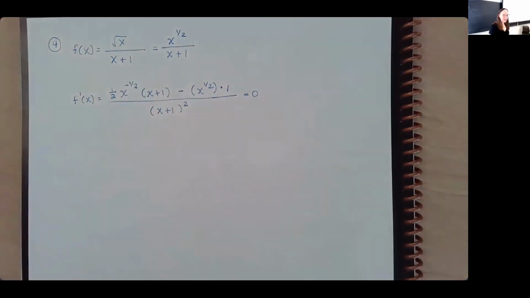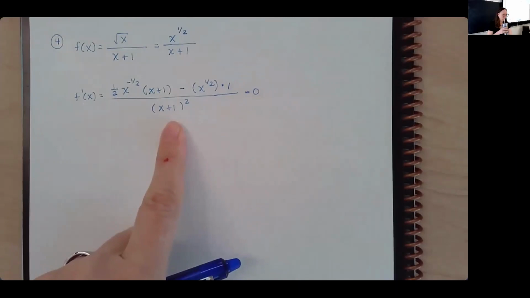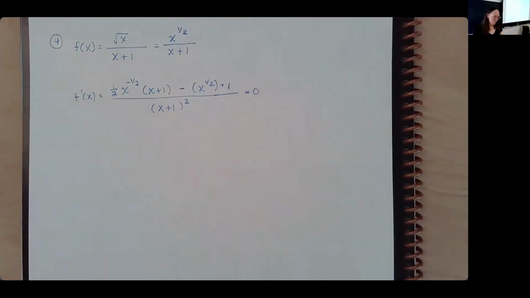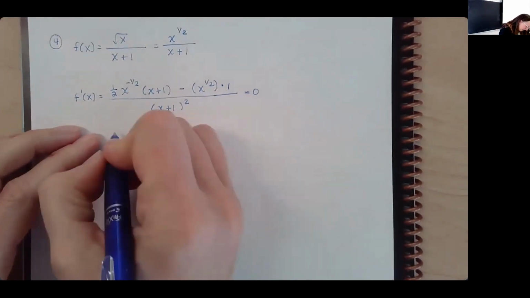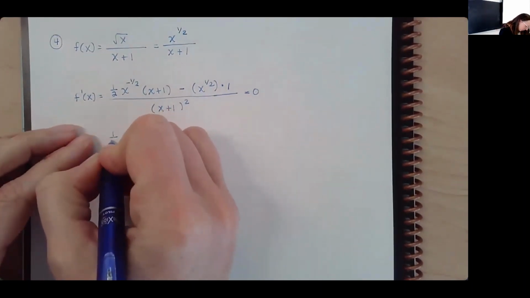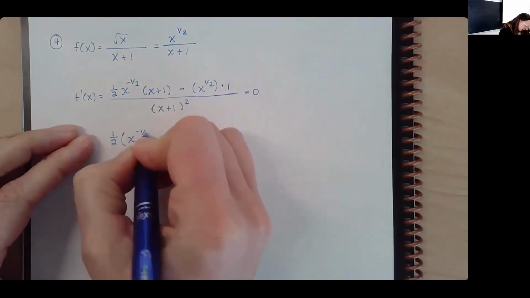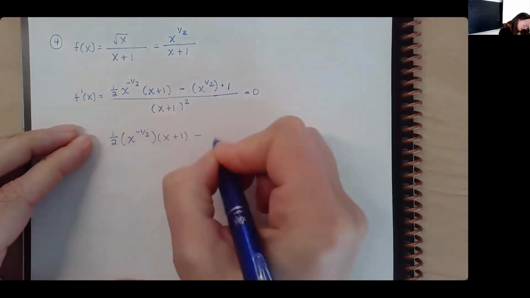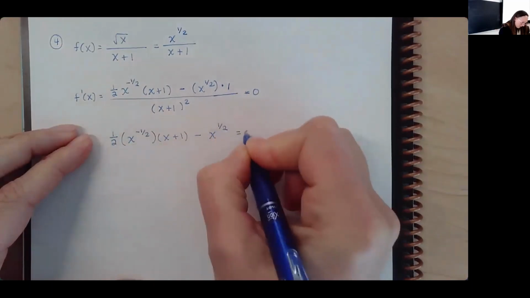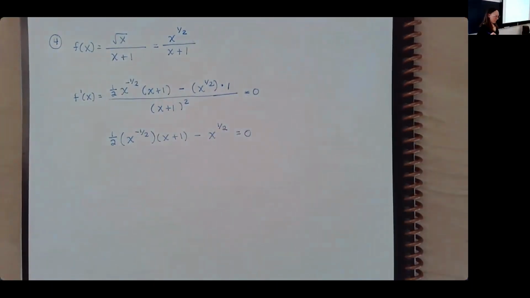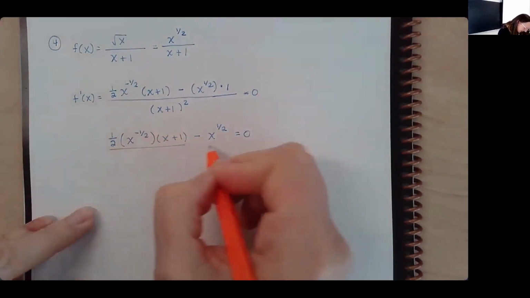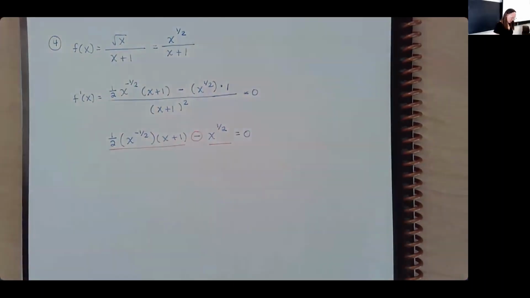I could also think about this as whenever we have fractions, I can multiply both sides by the same thing to get rid of those fractions. And 0 times some stuff is 0. So on the top, I'm just going to rewrite this. I've got 1/2 x to the -1/2 times x plus 1 minus x to the +1/2. And that whole thing is equal to 0. Algebra wise, I have two things separated by addition or subtraction, so I'm hoping I can factor something out.